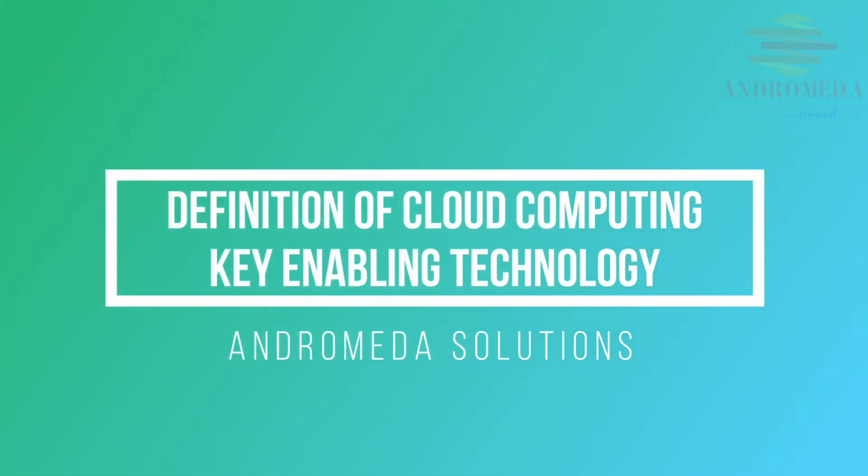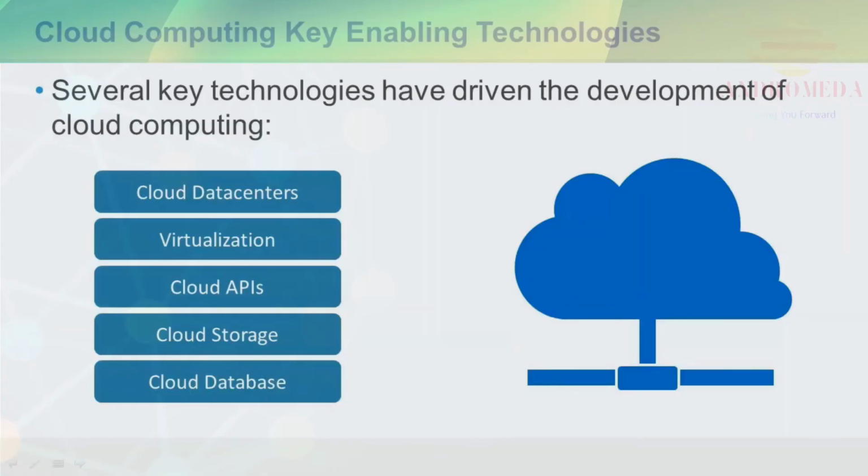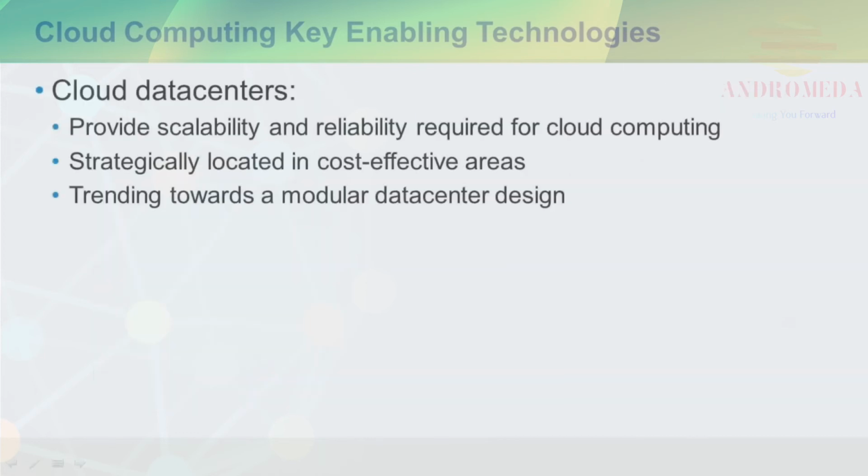There are several key technologies that have both enabled and continue to drive the development of cloud computing. Now, we see them listed here, and we will go through them individually, but effectively, it is the cloud data center, virtualization, cloud application programming interfaces or APIs, cloud storage, and cloud database that have enabled us to get to the point where we are today. So the cloud data center, to begin with, this provides the scalability and the reliability required for cloud computing.